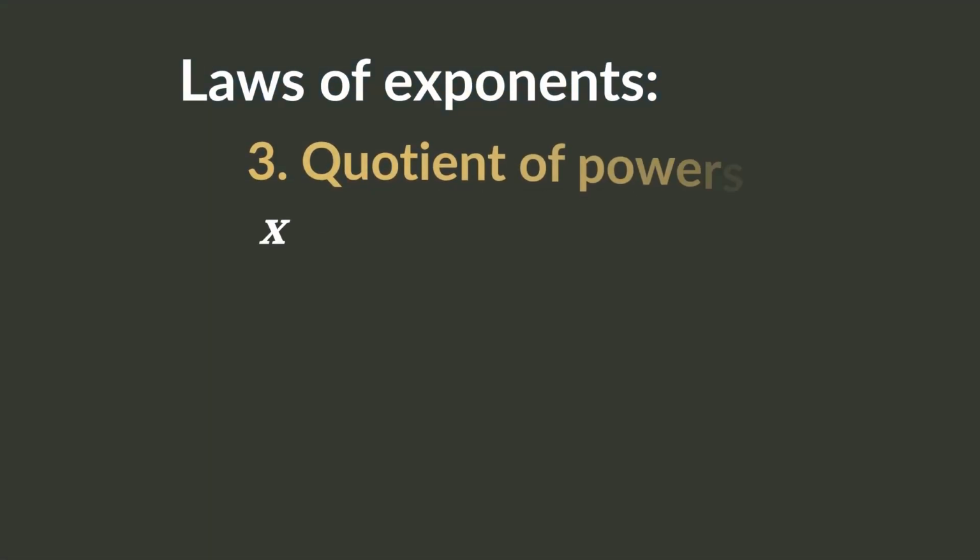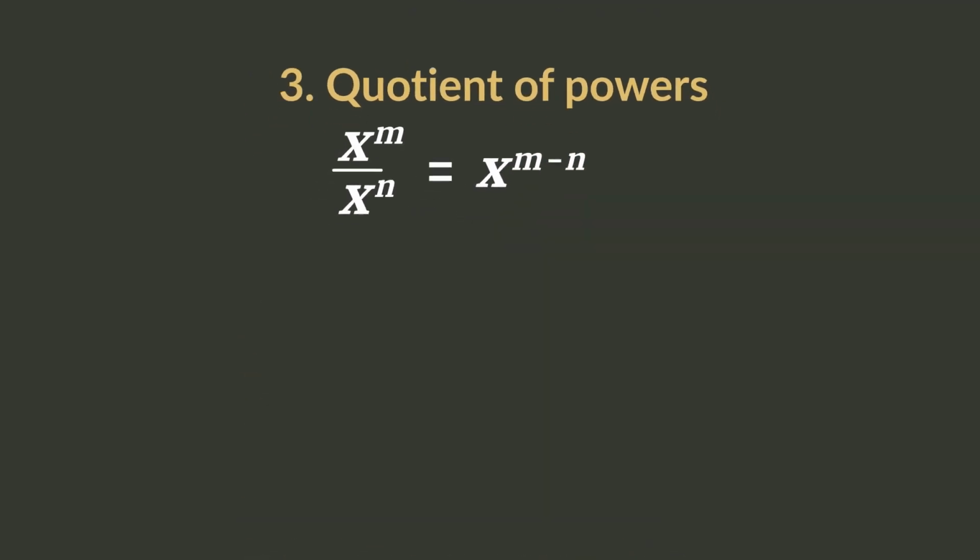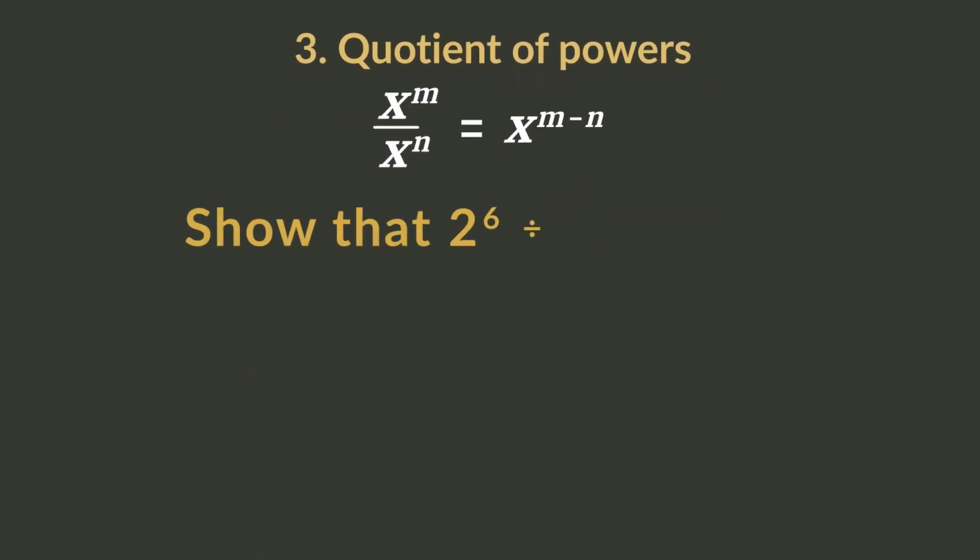The quotient of powers law states that to divide 2 exponents with the same base, you keep the base and subtract the powers. This means that when 2 expressions with the same base are divided, we subtract the exponents. So, let's show that 2 to the power of 6 divided by 2 to the power of 4 is equal to 2 to the power of 6 minus 4.